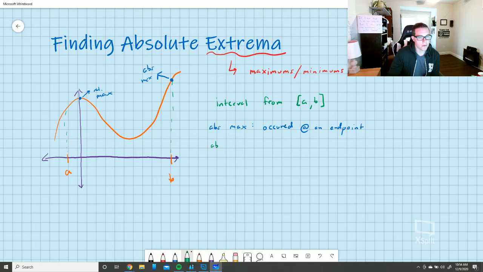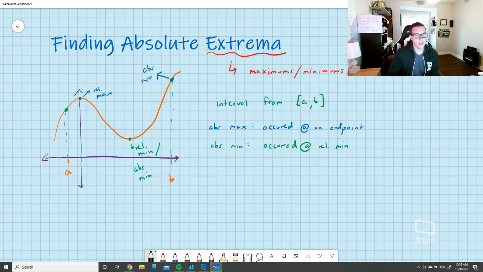How about the absolute min? Well, we have this endpoint and this endpoint, and we have this down here, which is the relative min. And it also turns out that that's the lowest point of the entire interval too. So we call that the absolute min. So the absolute min in this case occurred at the relative min.